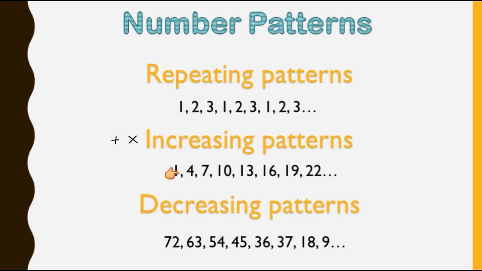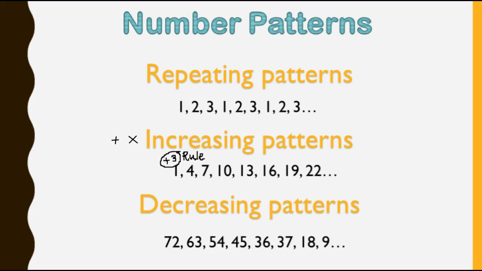1 plus 3 is 4. 4 plus 3 is 7. Okay, that seems to work. 7 plus 3 is 10. All right, I bet that's the pattern. 10 plus 3 is 13. Yeah. So you're increasing by adding 3 each time. And we call that the rule. That's the rule for this pattern.